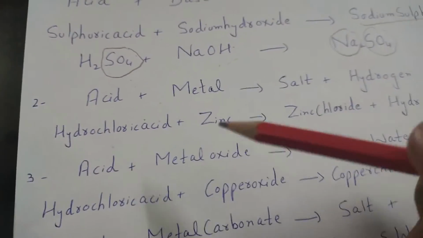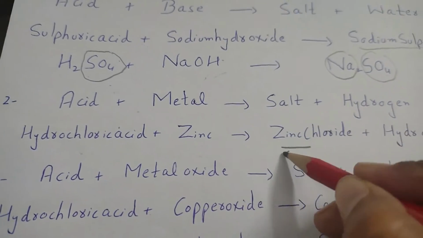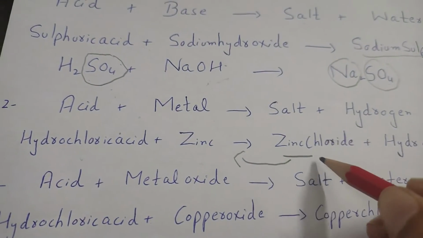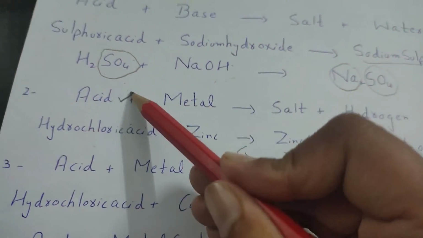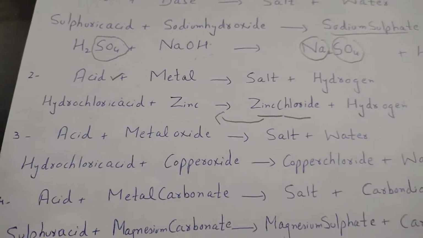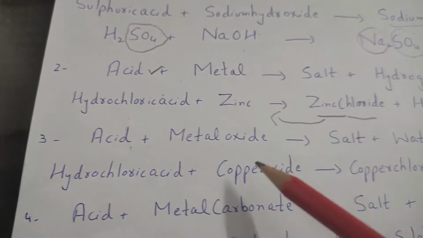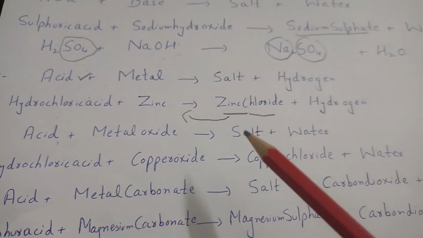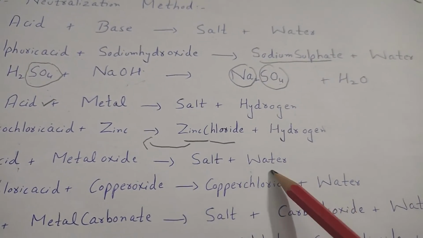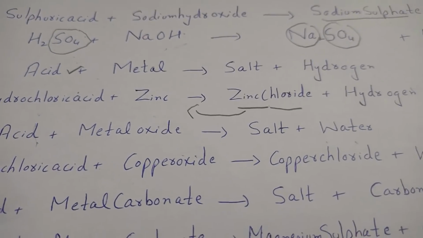Now, as you know, what is the first name in the salt? We always take the first name from the metal and the second name from the acid. Okay? So we get hydrogen with it. Then the third method: whenever the acid reacts with the metal oxide, it gives us salt plus water. Okay. When do you use metal oxide?